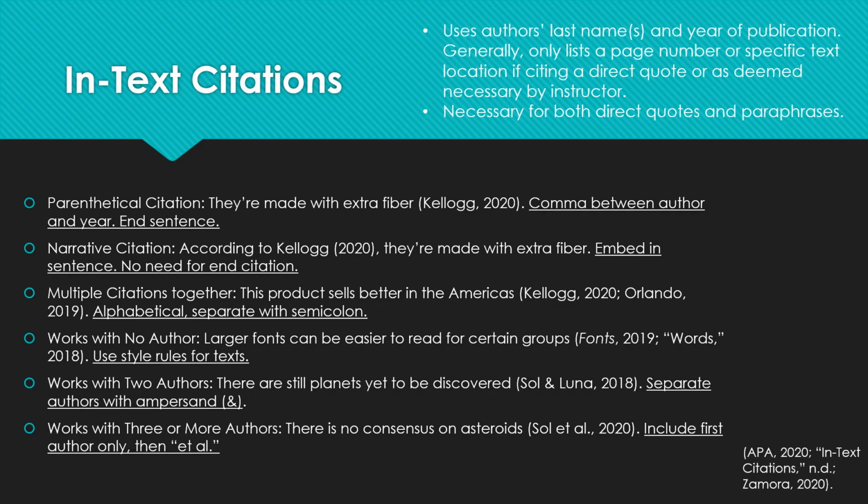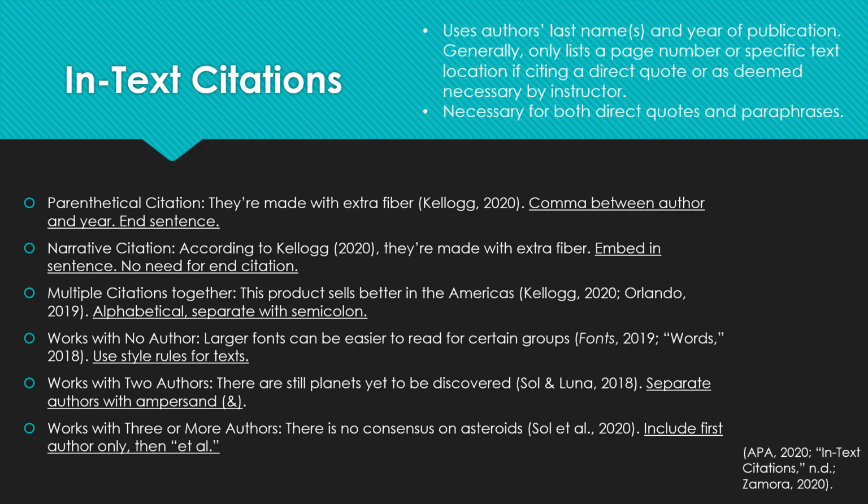In the second example, we see a narrative citation. This happens when the citation is embedded within the sentence, and it doesn't need to be at the end. Usually, in this case, one or both pieces of information are a part of the sentence. So only part of it needs to be in parentheses, or the parentheses are simply not needed. Like the example on the screen, you can say, according to Kellogg, 2020, they're made with extra fiber. Or you could say, in 2020, Kellogg made cereal with extra fiber. And in that case, there's no need for the extra citation information.